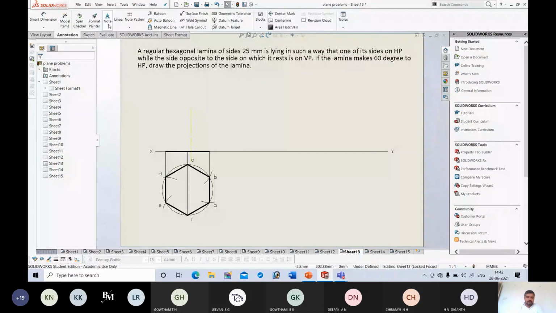Since this is the front view, the observer will be looking from this direction. That means A is nearer to the observer, so B will become invisible. When you look through these two points F and C, F will be visible and C becomes invisible to the observer. This is the position of the observer, at the bottom of the drawing sheet. Next, E will become visible and D will be invisible.